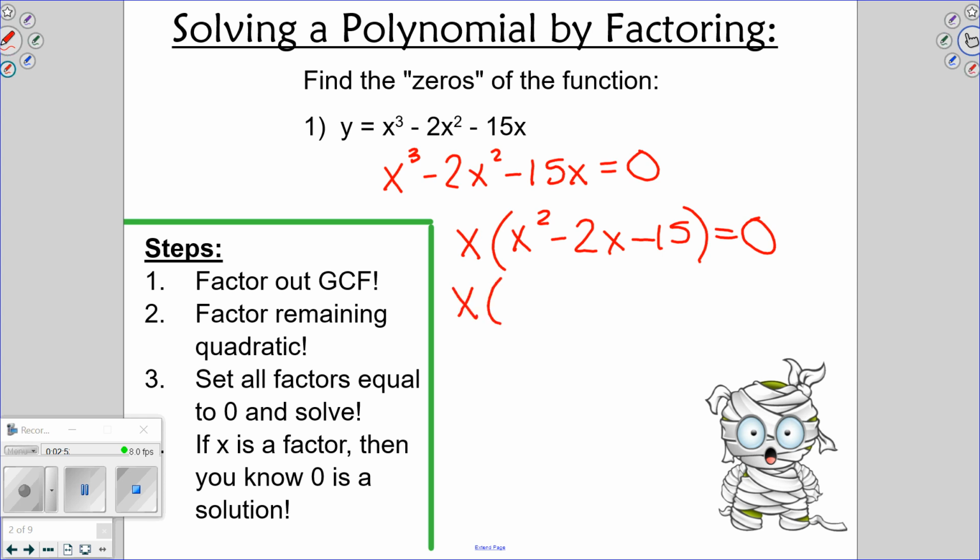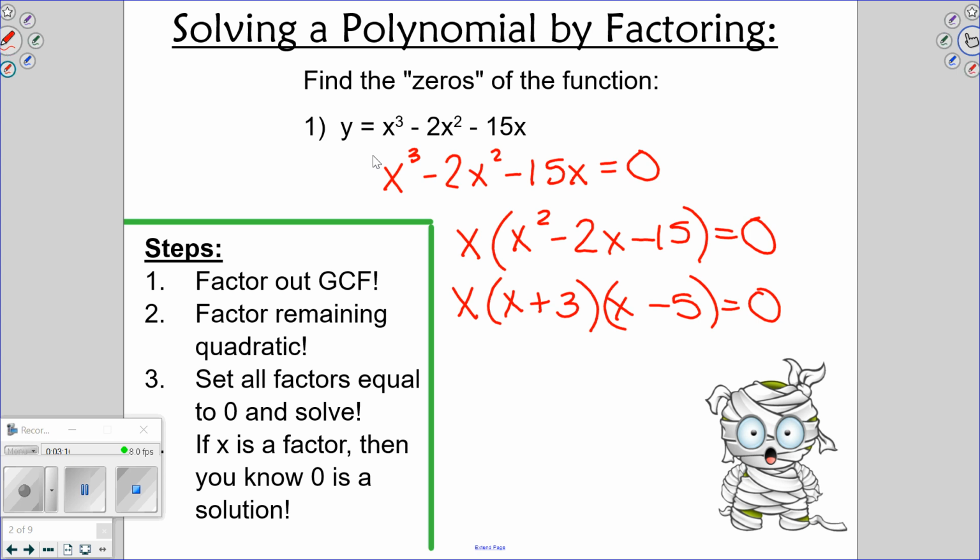And then we can factor this further. Last one's negative. Plus and minus. Options for A. Options for C. Which one's negative? The 5. Because I want a positive 3 minus 5 is negative 2.